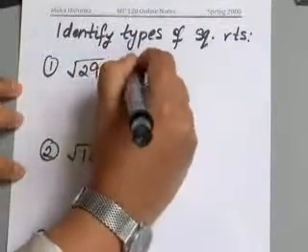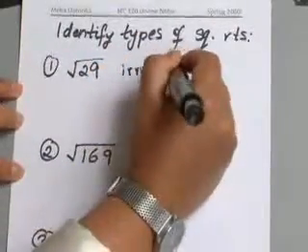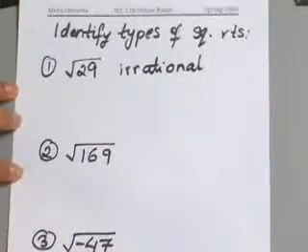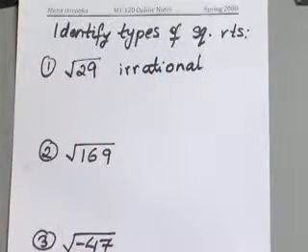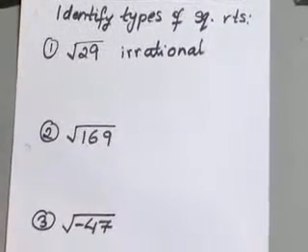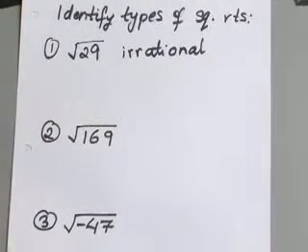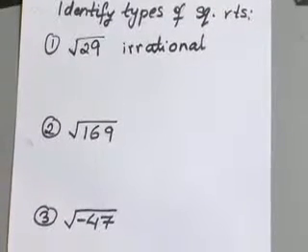So in this case, you would say this has to be an irrational number, because again, you cannot write this square root as a rational number. That's all we're trying to do here. We're not trying to solve these. We're only trying to identify what type of square roots these are.